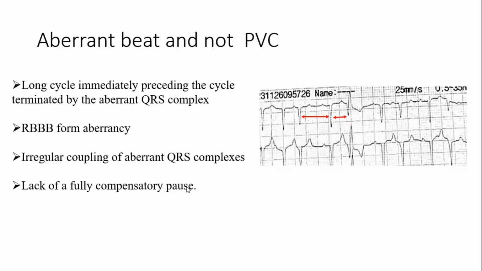And lack of fully compensatory pause. This means that if this is 1 cycle length, and after this the pause is not fully compensatory, meaning 2 times the cycle length of this one, then again this goes in favor of aberrancy, because the ventricular beat will mostly give you a pause. Whenever a PVC comes, there will be a long pause, which you call a compensatory pause. So just remember, if a very long pause is not there, then again it's more of an aberrancy.